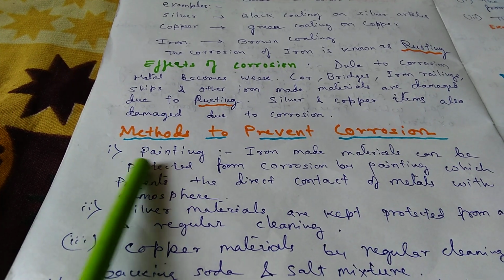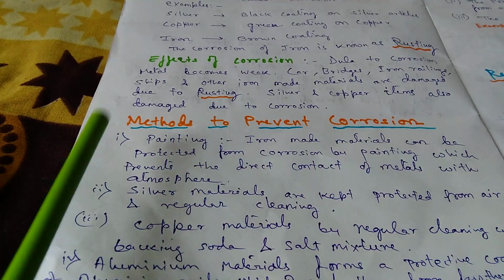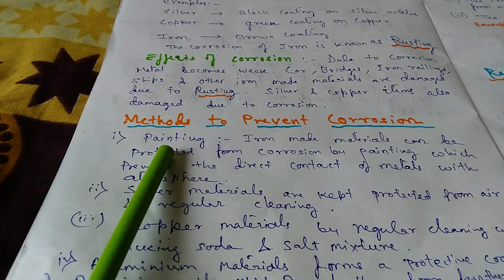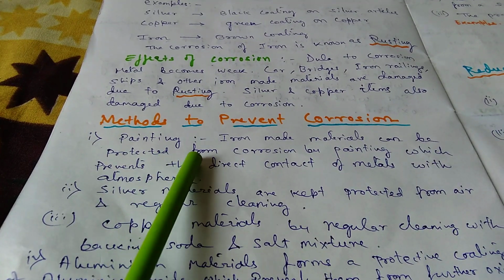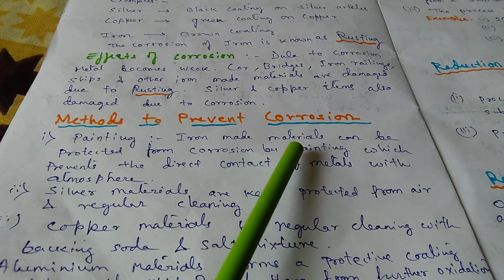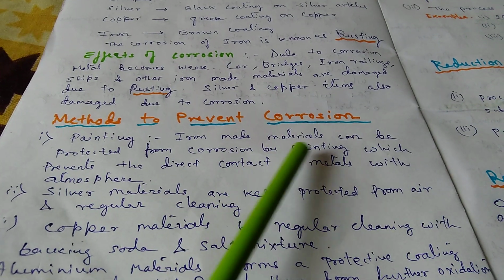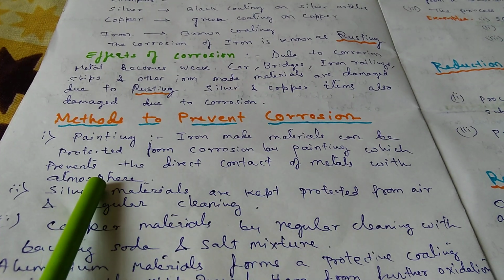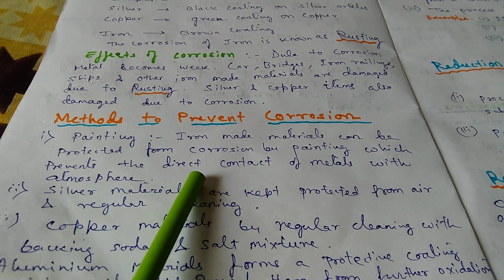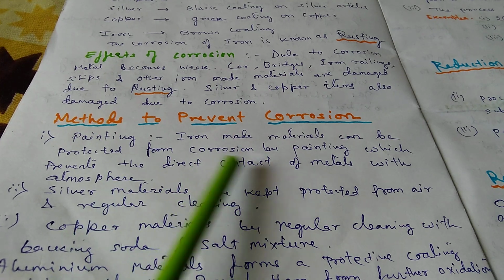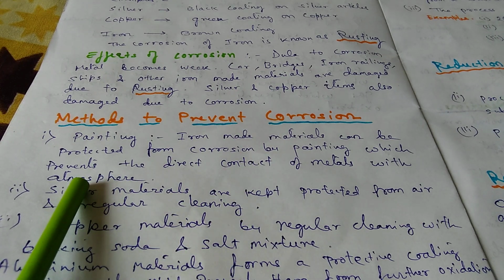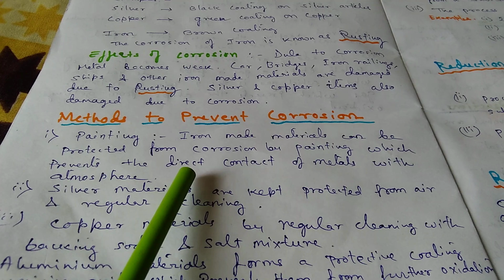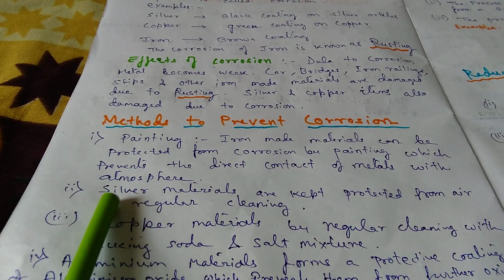So the methods are different. There are 4 methods here. First is painting. How to prevent corrosion? Iron-made materials can be protected from corrosion by painting, which prevents the direct contact of metals with atmosphere. A layer of paint over the metals prevents direct contact of metals with atmosphere. So metal cannot react with atmospheric oxygen or other gases.